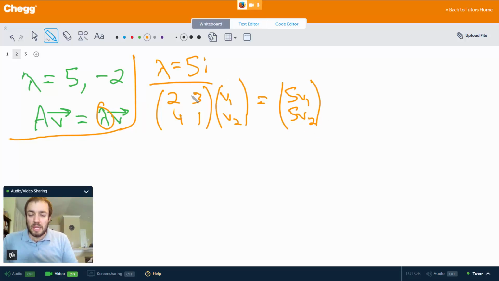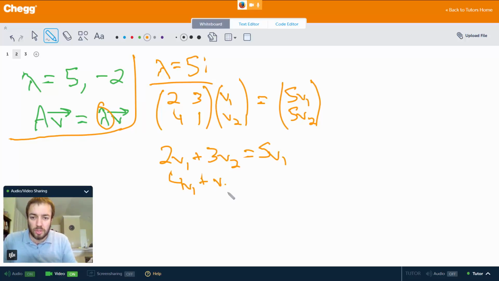So if we were to expand this out and read it as a system of two linear equations, we're going to have 2v1 plus 3v2 equals 5v1. And from the other row here, we get 4v1 plus v2 equals 5v2. Okay, so let's go ahead and simplify this. So we have this system here.